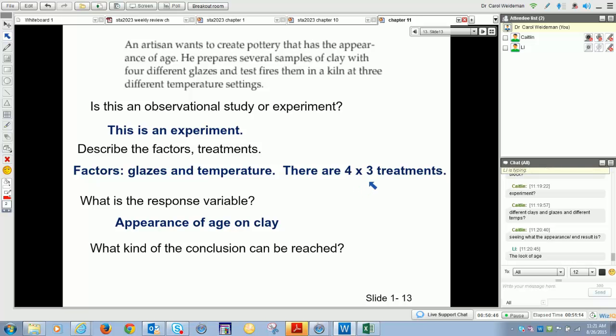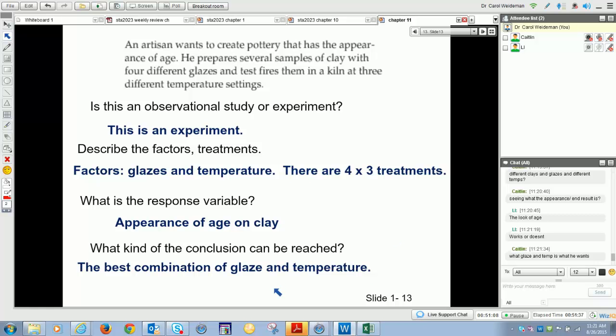Anybody want to try that one? Now again, this is where you're getting more into the interpretation. Work or doesn't. Well, you can even be more specific than that. Remember, he had 12 different treatments here. So what can he come up with out of those 12 treatments? He could come out hopefully at the end and say, absolutely. Well, not what he wants, but which one's the best.